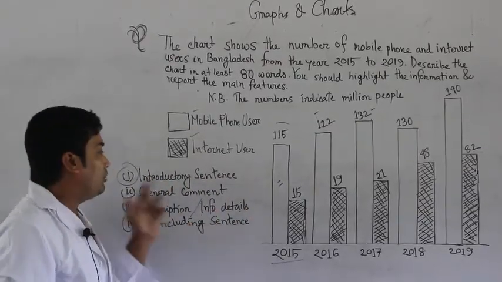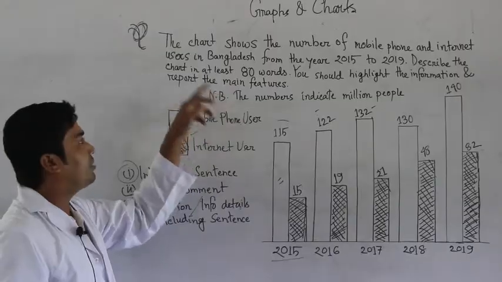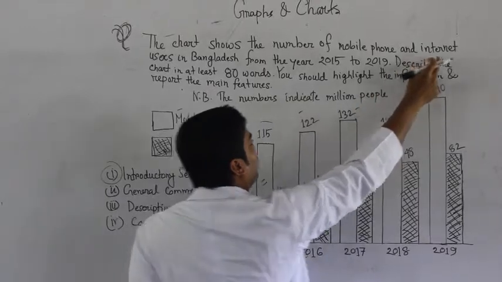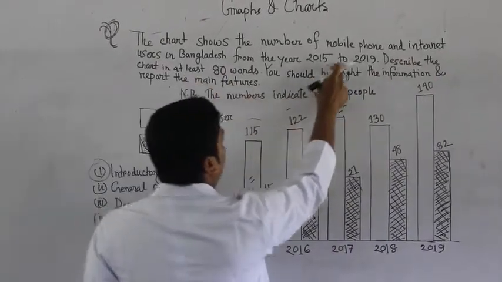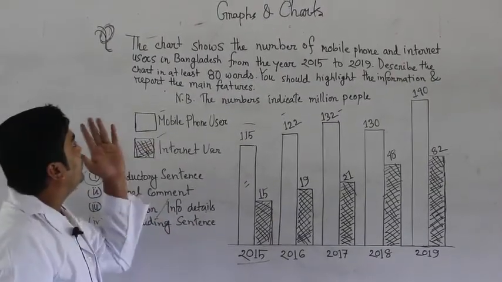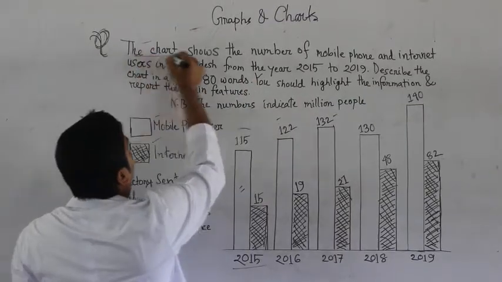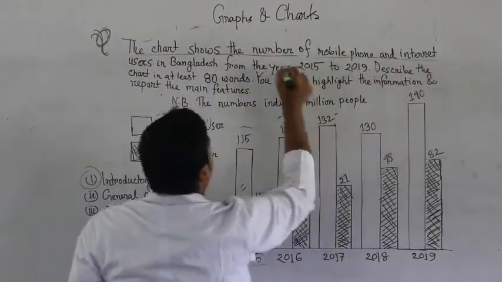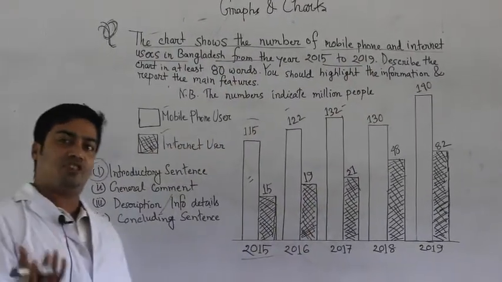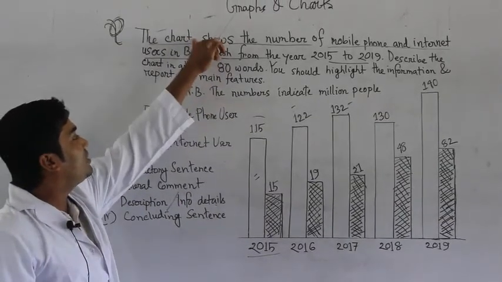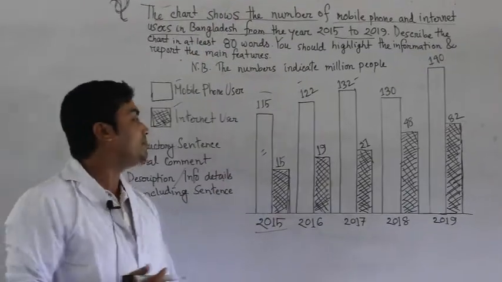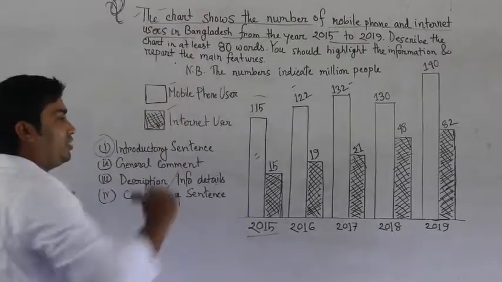To begin with, we can borrow the sentence even from the question. And what is that? The chart shows the number of mobile phone and internet users in Bangladesh from the year 2015 to 2019. This very first line I can borrow from the question paper. So at least I have got 10 or 15 words already. If I get it from this very first sentence, it will be easier for me to describe in detail later on. So it is the introductory sentence.